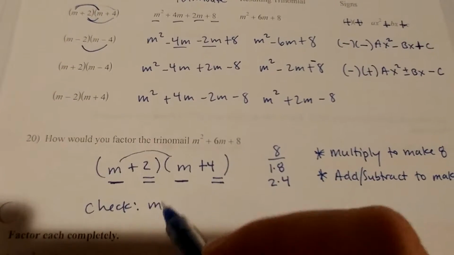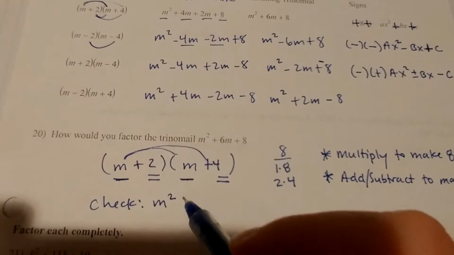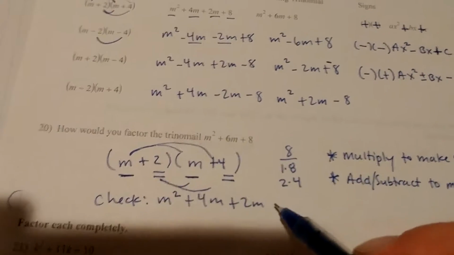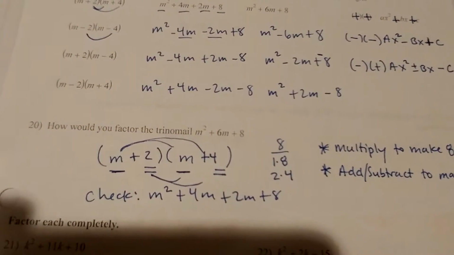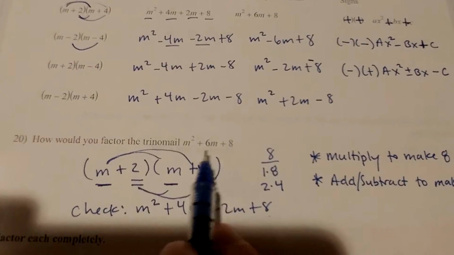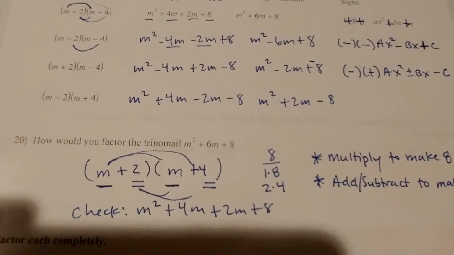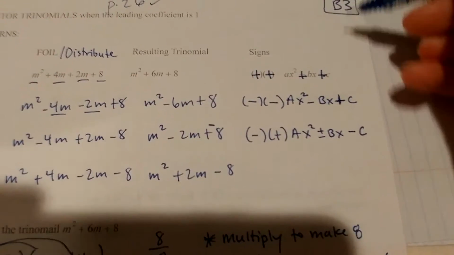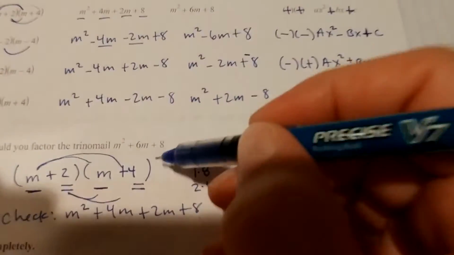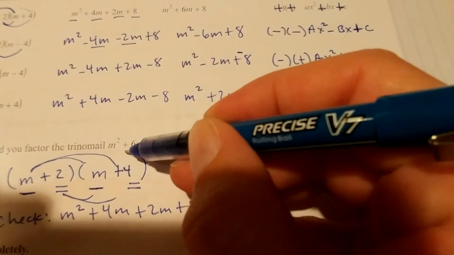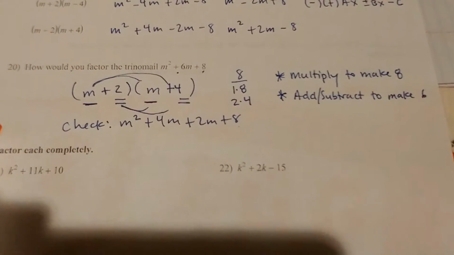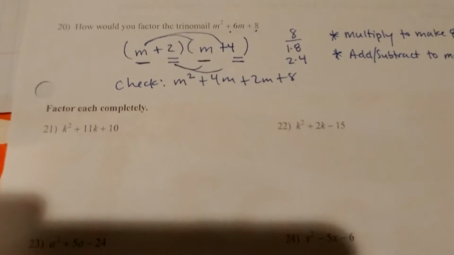So m times m is m squared. M times 4 is 4m. 2 times m is 2m. 2 times 4 is 8. So m squared plus 4m plus 2m plus 8, that's 6m, and that's what our original problem was, so it worked. Check the signs. Remember our sign rules up here. Positive, positive means your parentheses are positive, positive. Positive, positive, our parentheses are positive, positive. Okay? All right, let's try a few more of these.